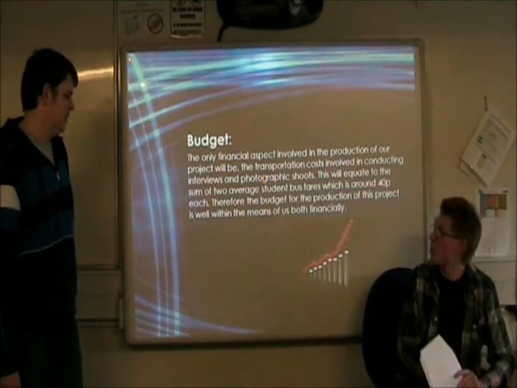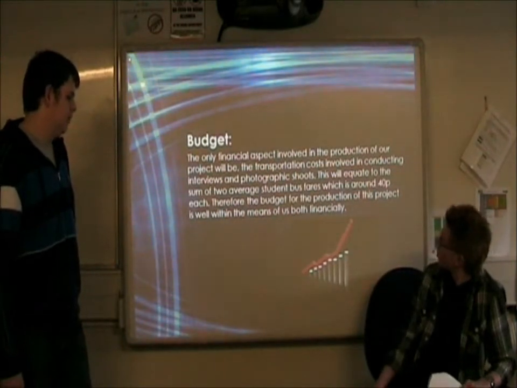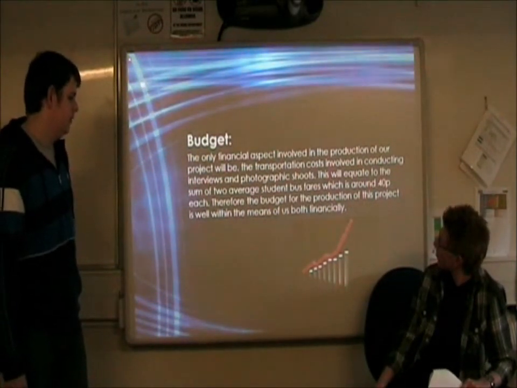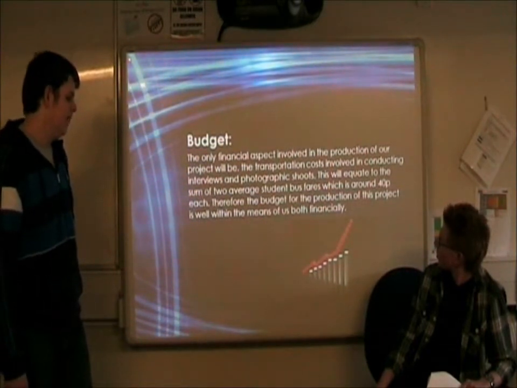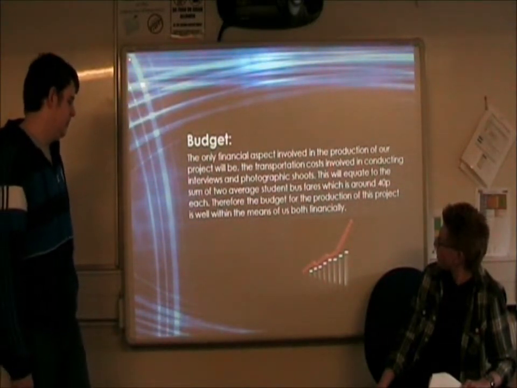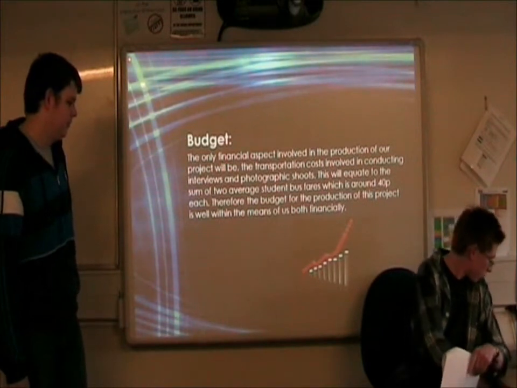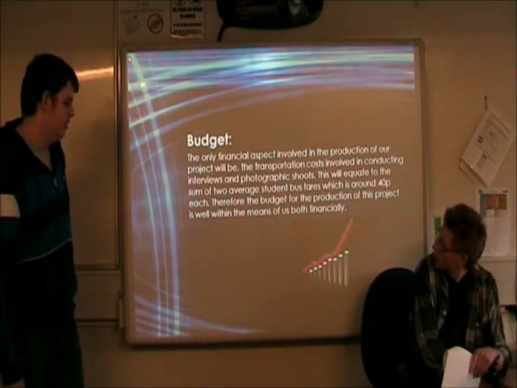The only financial aspect involved in the production of our project will be the transportation costs involved in conducting interviews and photography shoots. This will equate to the sum of 2 average student bus fares, which is around 40p each. Therefore, the production budget of this project is well within our means financially.